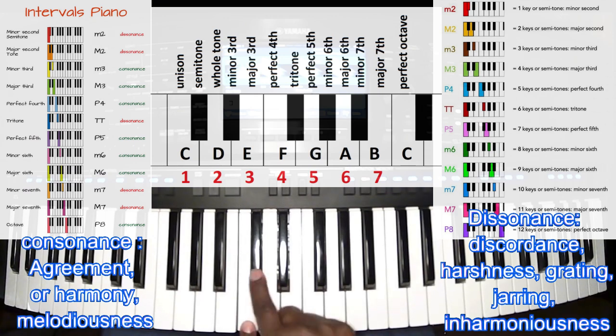And it's also 1, 2, 3, 4 keys away. 4 semitones away. That's not bad at all. That's very consonant, very agreement, very harmonious, melodic.